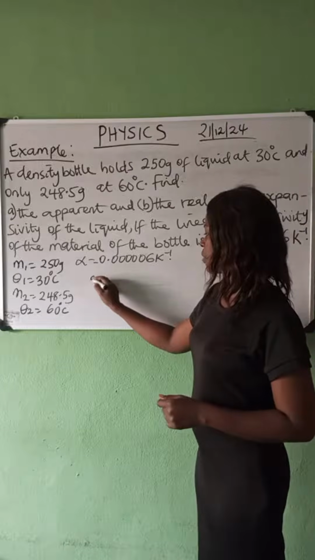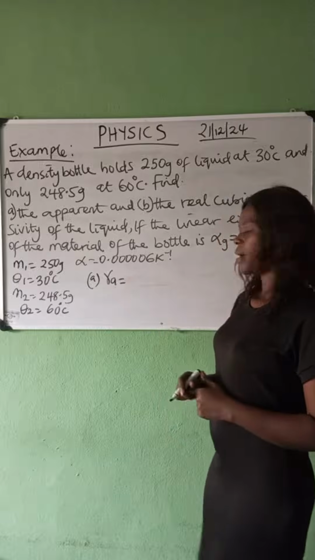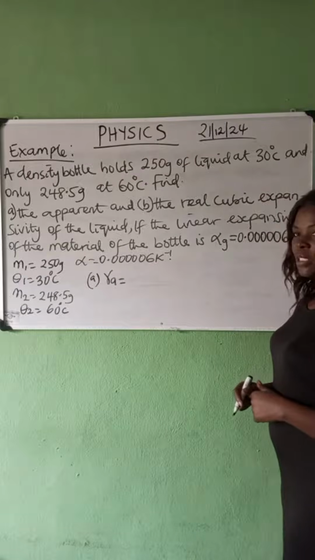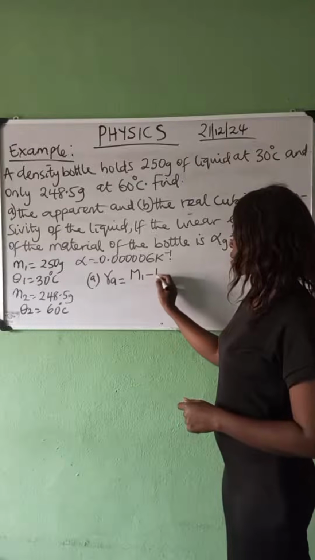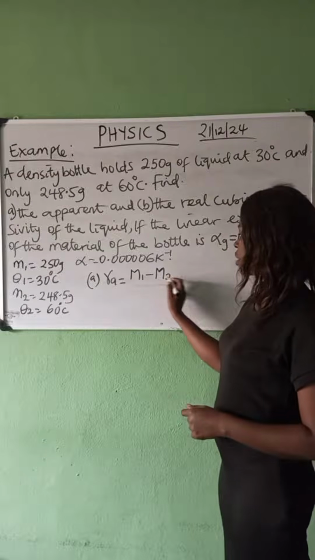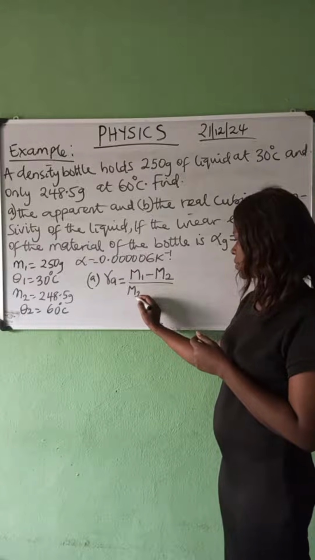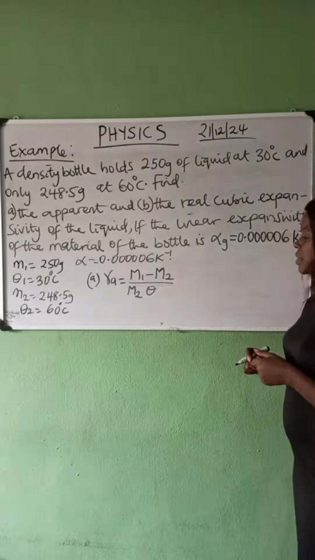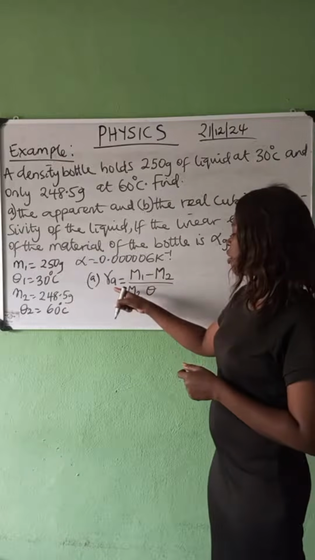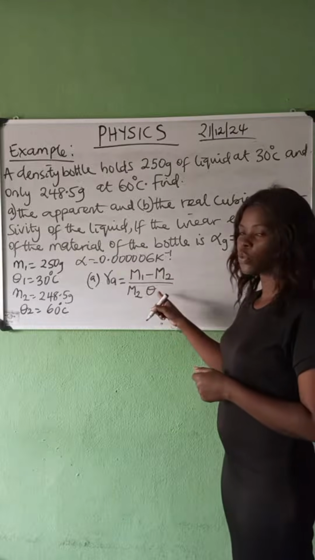Now, the first question we are going to solve is the apparent cubic expansivity, which is my gamma A. And what is the formula? Mass of the liquid expelled, that would be M1 minus M2, divided by M2 theta. Is that clear? The apparent cubic expansivity, gamma A, is equal to M1 minus M2 all over M2 theta.